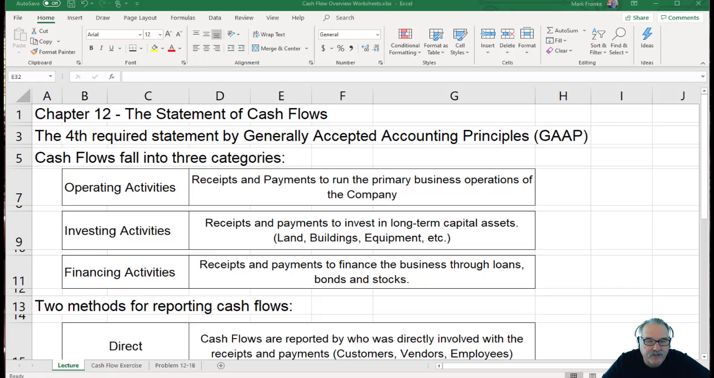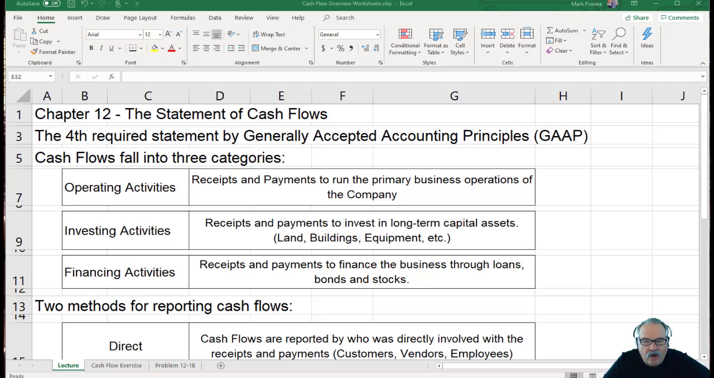So the three categories are operating activities. Operating activities are money that comes in from customers and payments that go out to vendors and employees. So cash in for operations, cash out for operations relates to whatever business the company is doing.